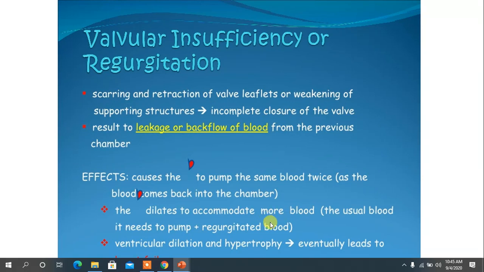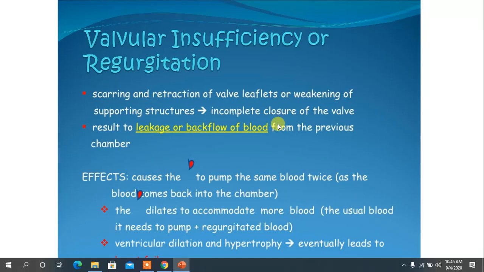So, besides the usual blood, it needs to pump regurgitated blood. The blood which has come back into the right atrium from the right ventricle needs to be pumped again. So there will be dilatation and hypertrophy of the right atrium. Ventricular dilatation and hypertrophy eventually lead to heart failure again.